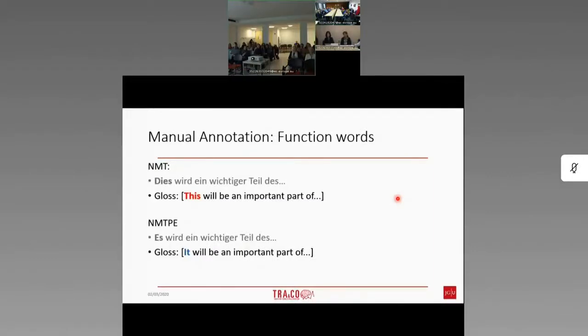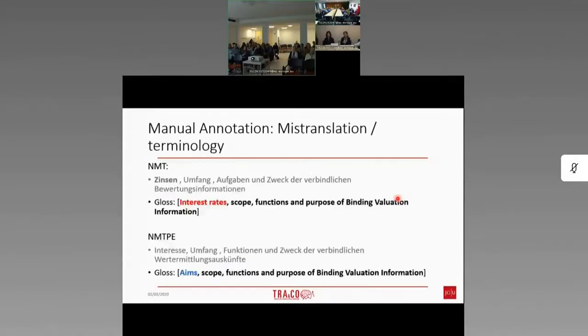Then we have a function word. So here, "dies wird ein wichtiger Teil des" whatever. So in English, that would be something like this. This will be an important part of. And the post editor makes it a pronoun, so it will be an important part of. Mistranslation, so "Zinsen" in the NMT, could be translated as interest rates, and the post editor changes that. So this is clearly a mistranslation because interest can, of course, be both, but in this case it's, yeah.